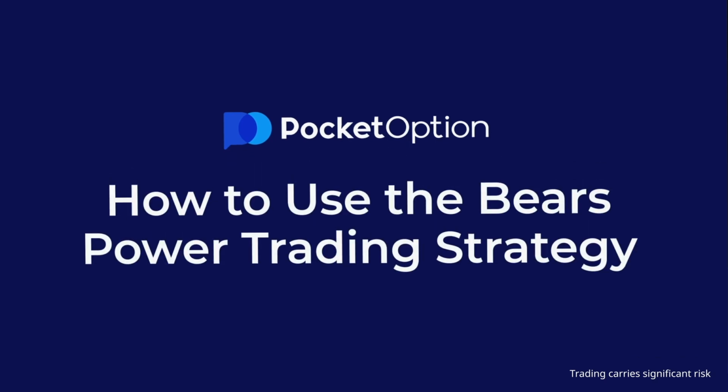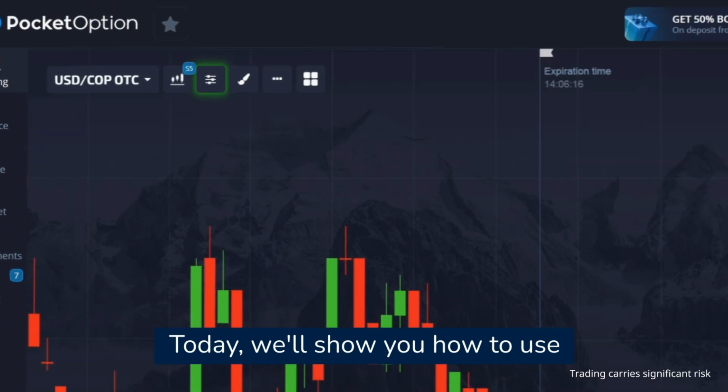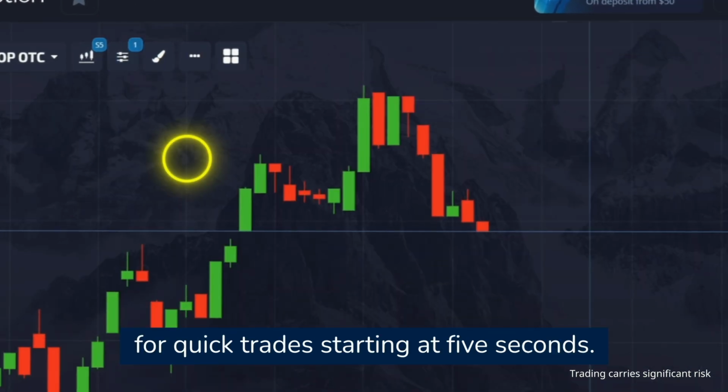How to use the Bears Power trading strategy. Today, we'll show you how to use the Bears Power strategy for quick trades starting at 5 seconds.